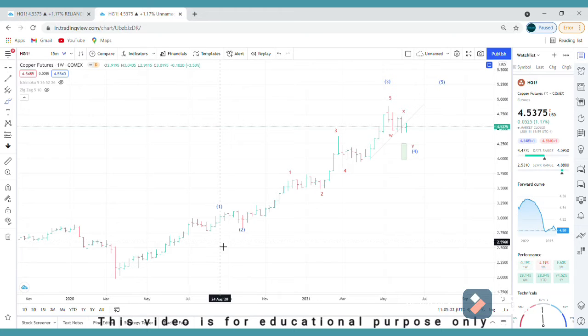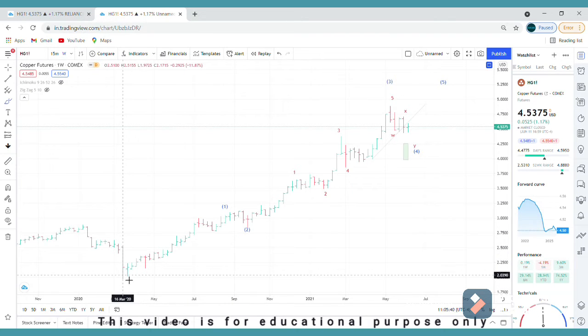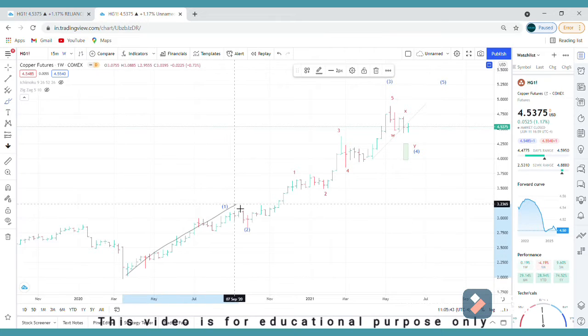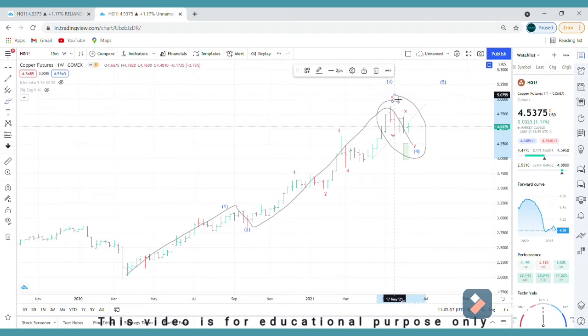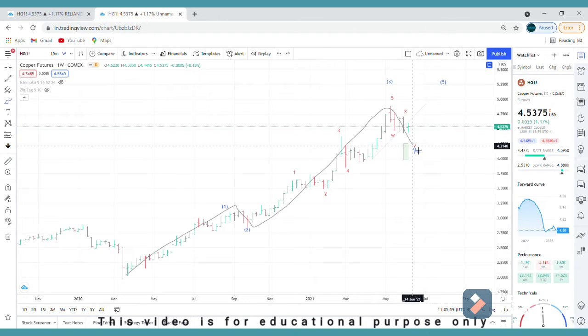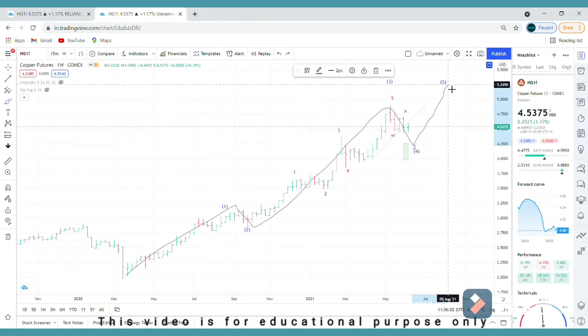So, with that perspective, in copper, if you see, this is the weekly chart. On the weekly chart, it is making the fourth wave now. This is first, second, third and fourth. Now after this, this fourth wave is a correction wave. We are expecting a correction, and once this correction is completed, we can expect this fifth move. And now our agenda is to catch this fifth wave.